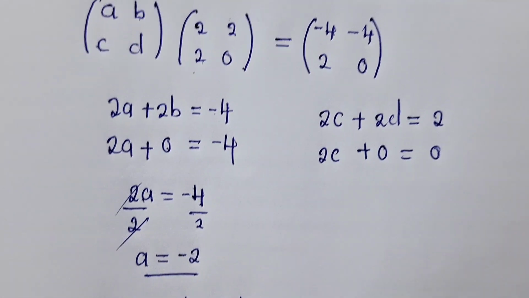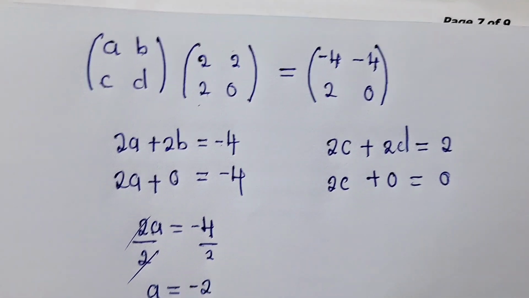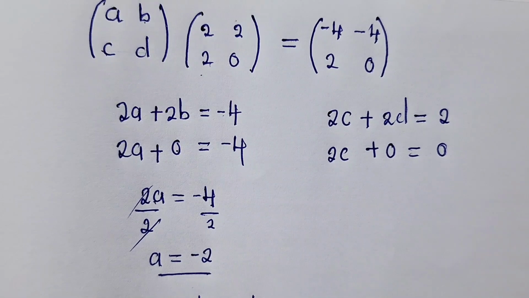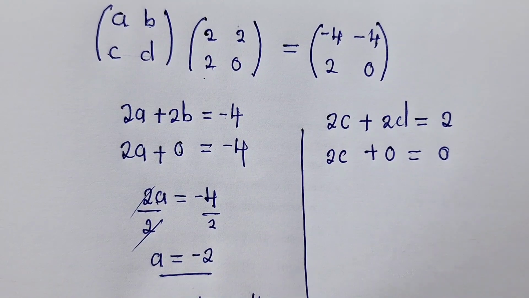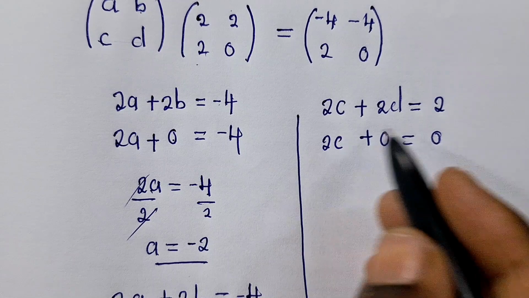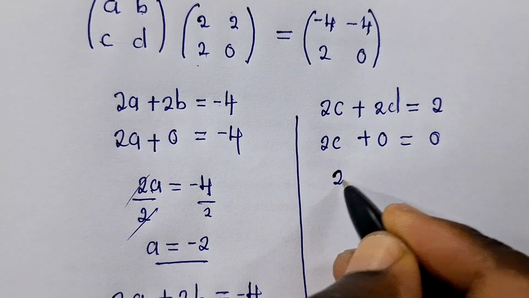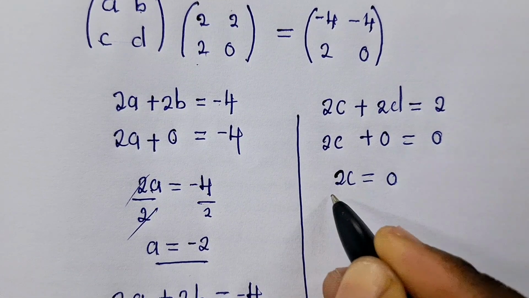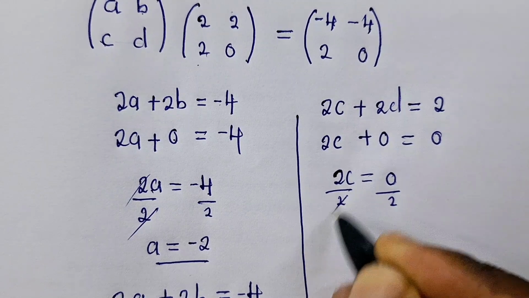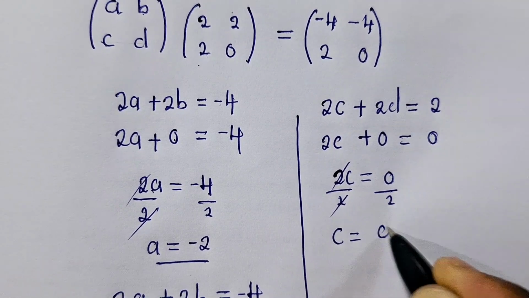We now find the value of c and d. So for c and d, let me cut like this. For c and d, we're going to say 2c is equal to 0. There is a 0 here. Divide by 2, this and this will go. C will be equal to a 0.